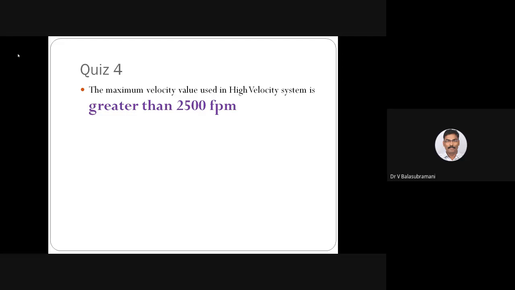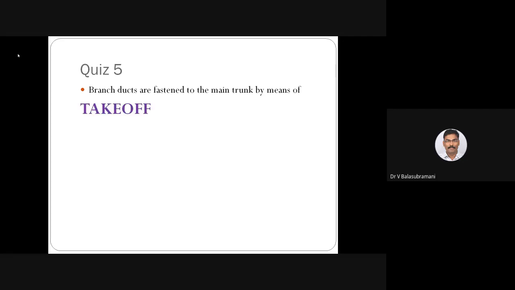One more question, the last question. The branch ducts are fastened to the main trunk or main duct by means of what? Where do we join both? Trunk take-off. Take-off. Okay, correct. No problem. If we know these wordings, it will be easy for us later. That is the purpose. Right.